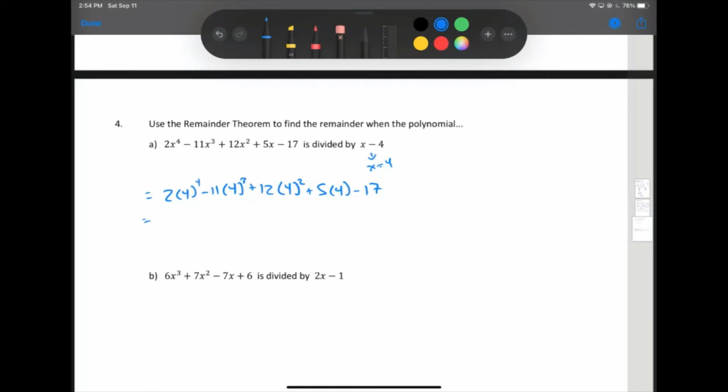Okay, I'm going to pull out my calculator here. I'm not even going to pause because I think I can do this quick enough. 2 times 4 to the power 4, which is 256, is going to be 1024. 4 to the power of 3 times 11 is 704. 4 squared times 12 is 192 plus 20 minus 17. And then 1024 minus 704 plus 192 plus 20 minus 17 equals 515. Okay, so that's our remainder. Was it hard? Not particularly. We literally just plugged in a number. It was a little bit of algebra, but nothing really difficult, just a little tedious.